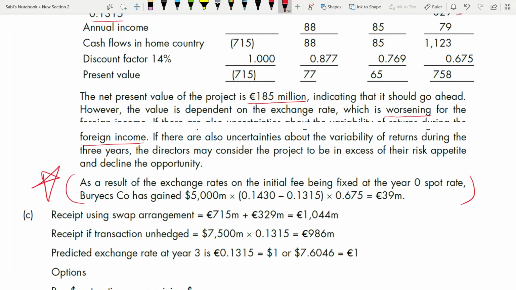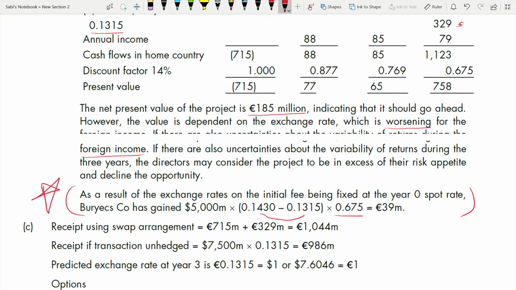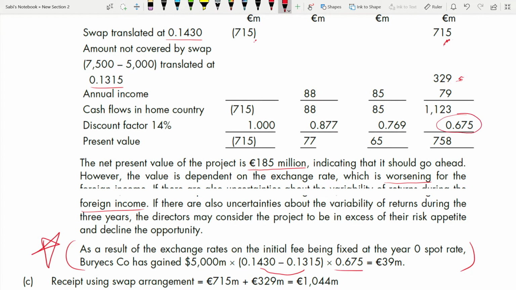You anyway have to multiply the exchange rate, right? So 5,000 multiplied by what? The difference between the exchange rate, because you're finding the gain, right? It has reduced from 0.143 to 0.1315. 0.1430 is today's spot rate, year 0. 0.1315 is year 3 spot rate. Find the difference, how much it changed. That difference multiplied by 5,000 into 0.675. You need to discount back to year 0. It is this discount factor, year 3.